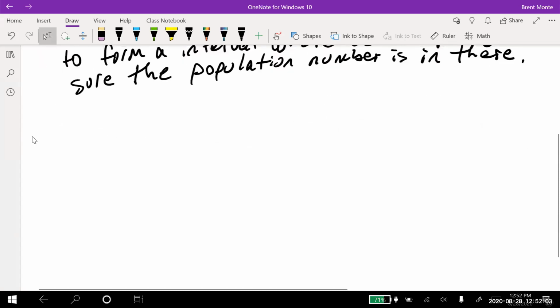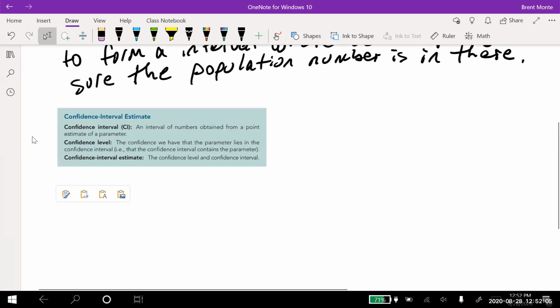We've got this thing called a confidence interval estimate. A confidence interval, CI, which we'll abbreviate often, is an interval of numbers obtained from a point estimate of a parameter. The confidence level is the confidence we have that the parameter lies in the confidence interval. And the confidence interval estimate is the confidence level and confidence interval both together.